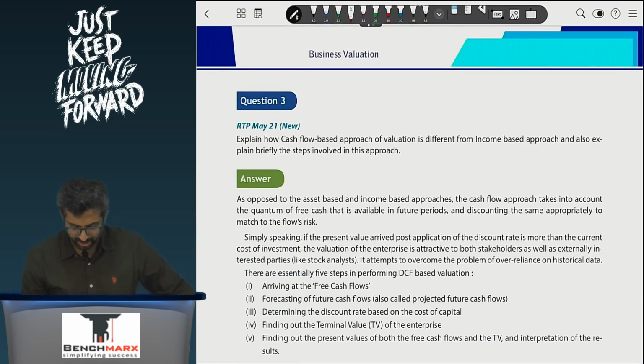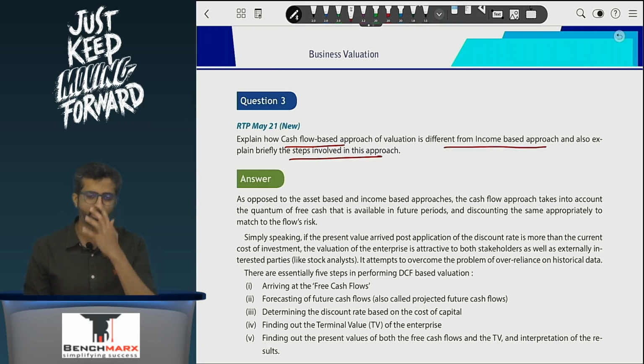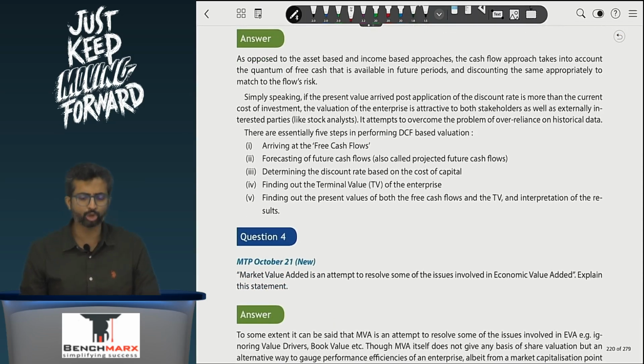Next, explain how cash flow based valuation is different from income based valuation. Also explain the steps. Cash flow based valuation will take cash flow as a base, that is after adding back depreciation, doing free cash flow, etc. Whereas income based valuation looks at accounting income without making a separate cash flow adjustment. Usually between the two, people generally prefer a cash flow based valuation to be more superior as compared to the income based valuation. Now MVA or market value added is an attempt to resolve some of the issues in EVA.